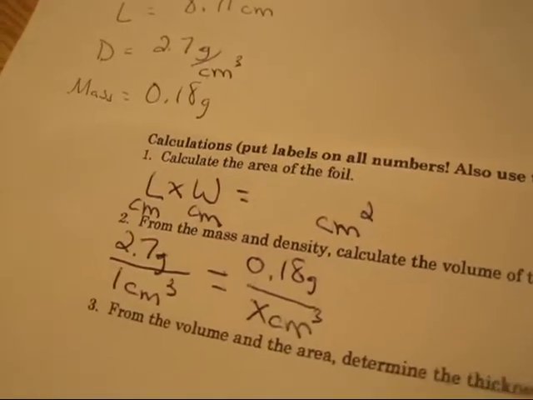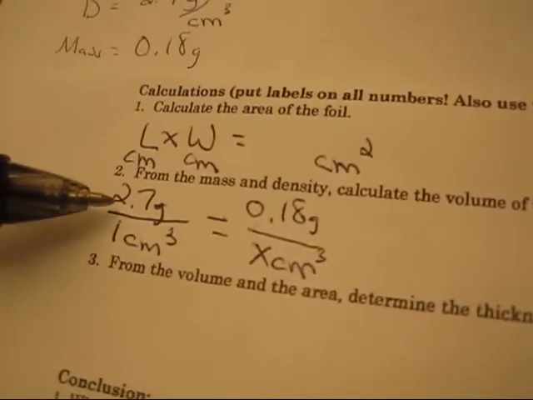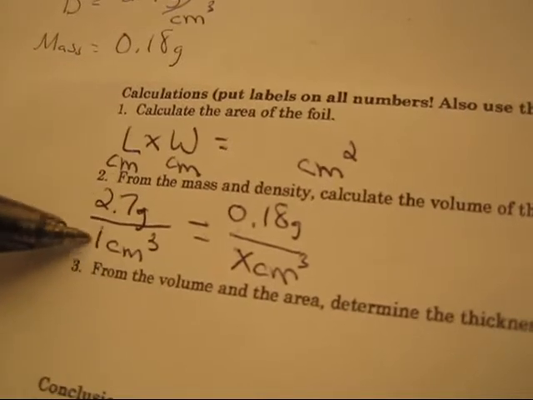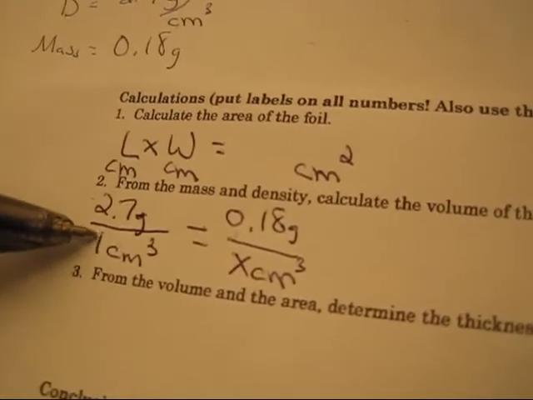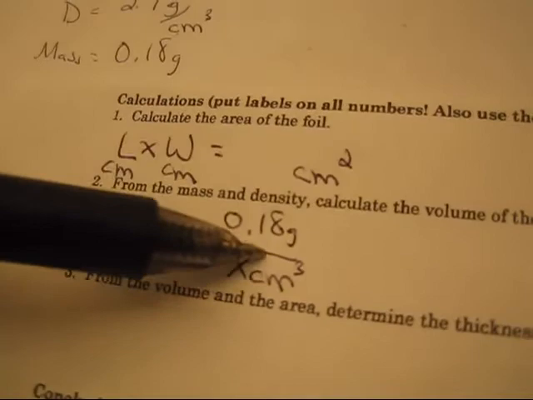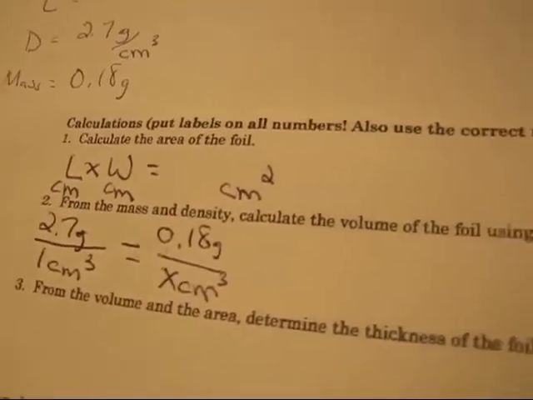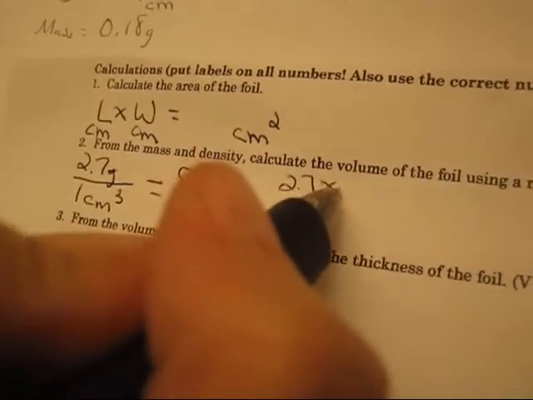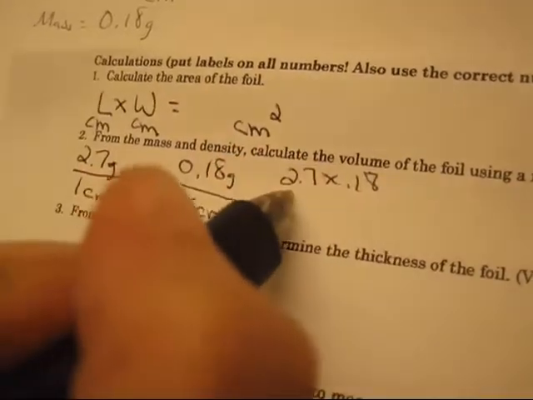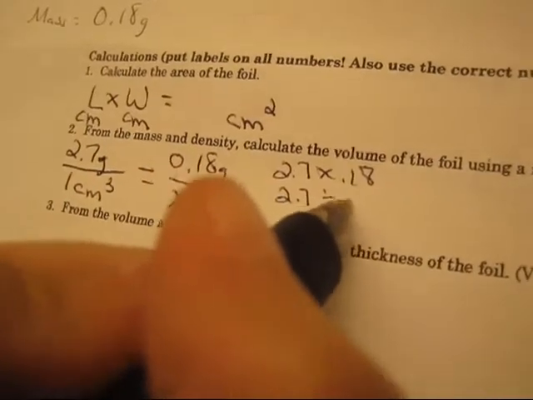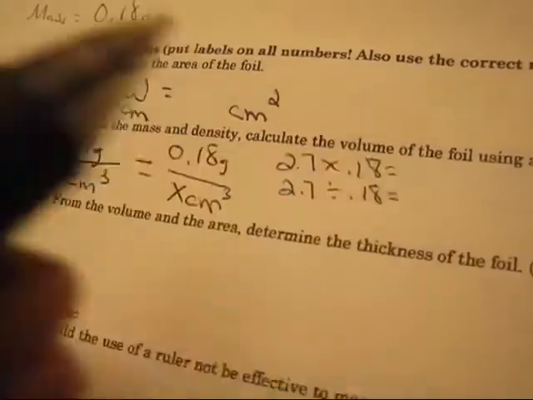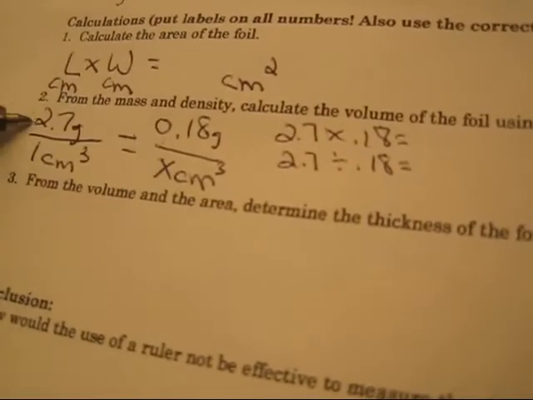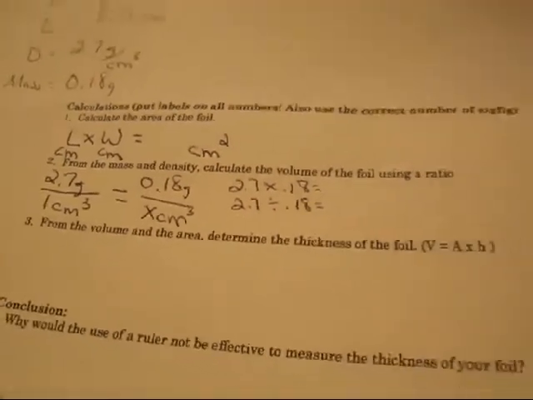Now before you start, predict what kind of number we should see. This is 2.7, this is 1. This is smaller, 2.7 times smaller. So this also needs to be smaller, 2.7 times smaller. So you have two options here. We could say 2.7 times 0.18, or we could do 2.7 divided by 0.18. Feel free to calculate both of those. And the one that gives you a number that's 2.7 times smaller is correct.